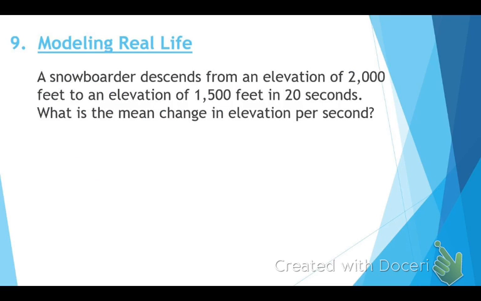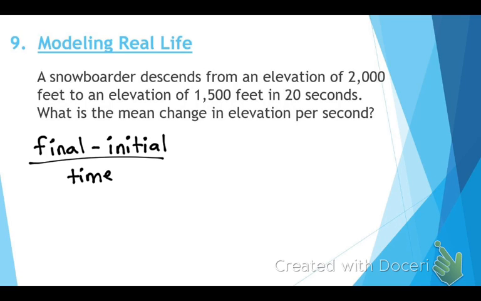This problem is very similar to the problem we had yesterday on our quiz about the snowfall. It's also similar to the grizzly bear problem. A snowboarder descends from an elevation of 2,000 feet to an elevation of 1,500 feet in 20 seconds. What is the mean change in elevation per second? So what that's asking us is we want to take what it was that we had at the end, the final elevation, and subtract the initial or the beginning elevation, and divide it by the what? Seconds. The seconds or the time.